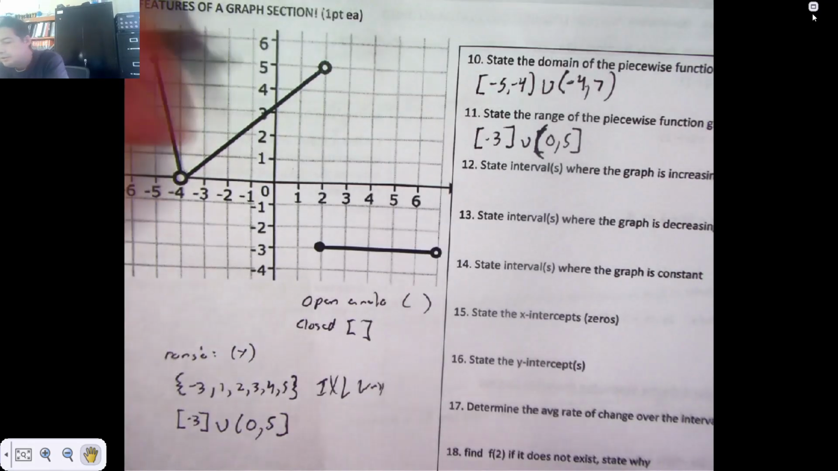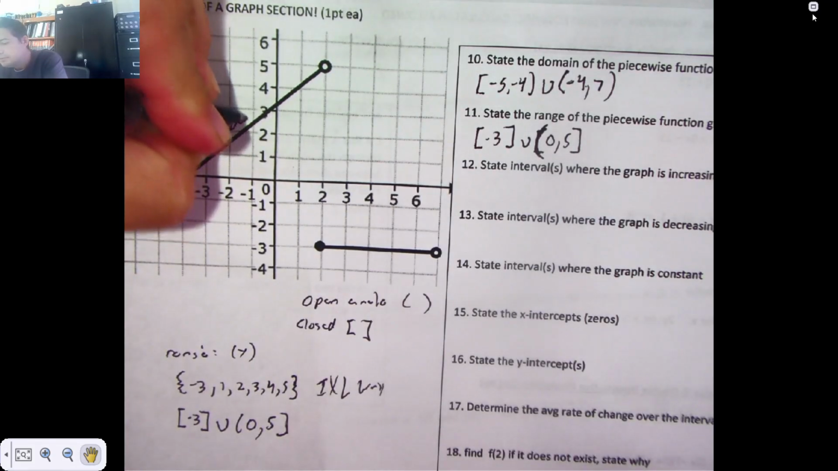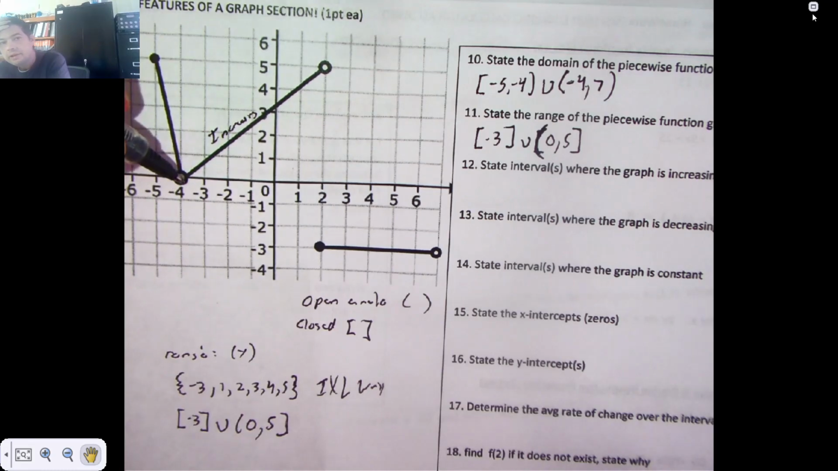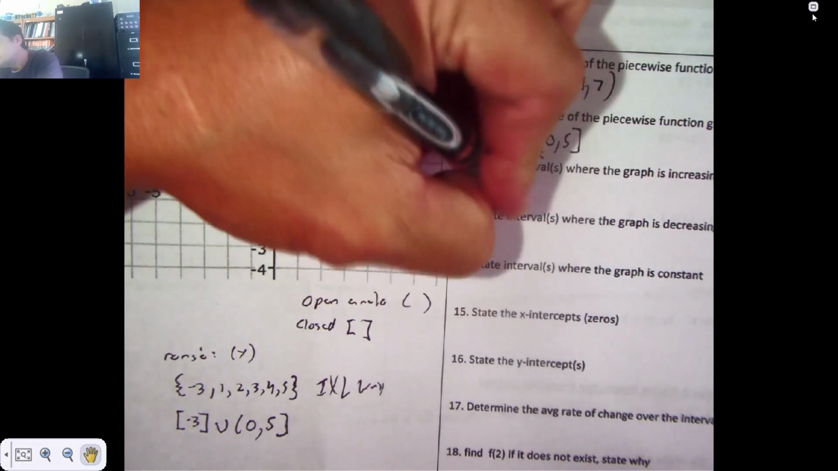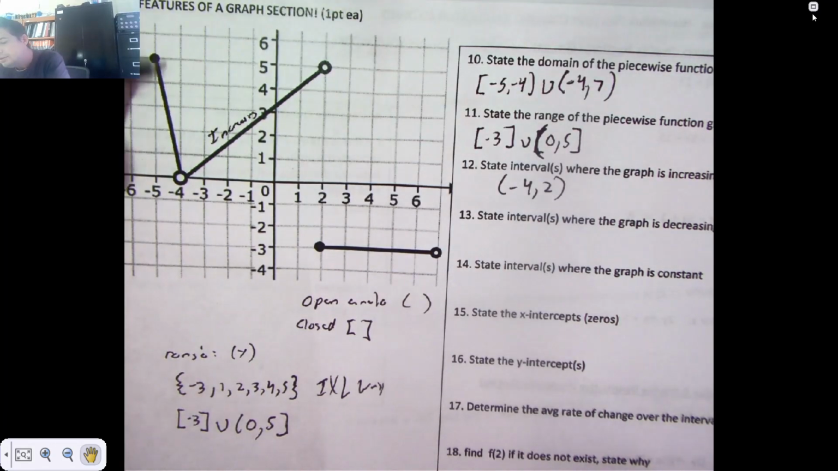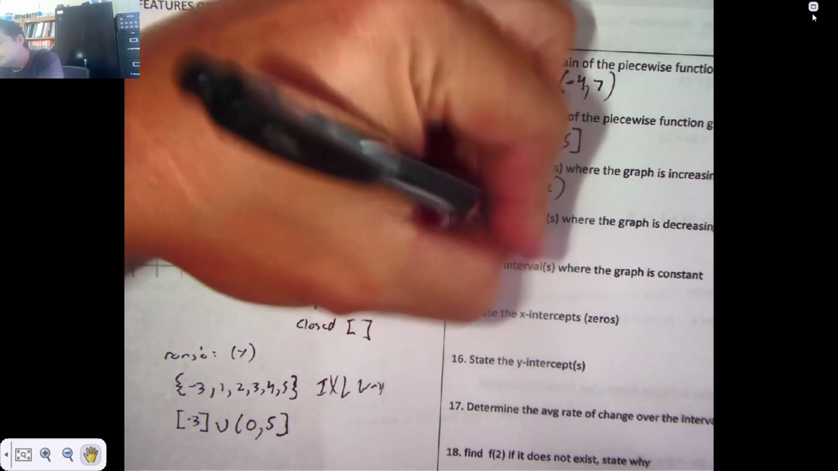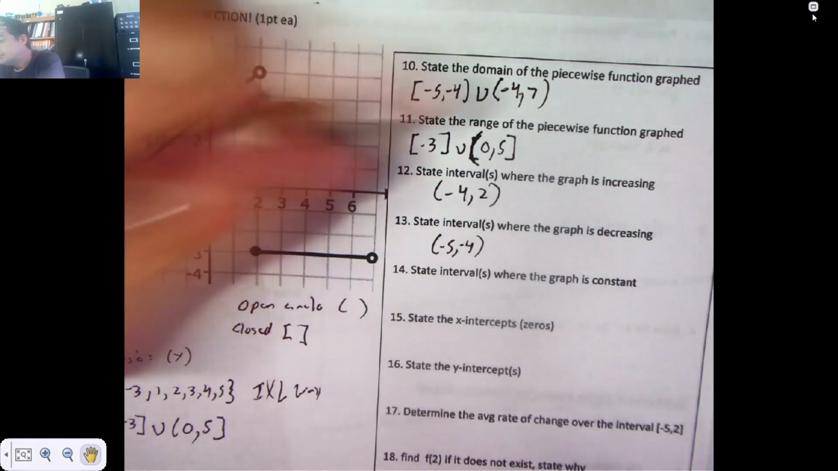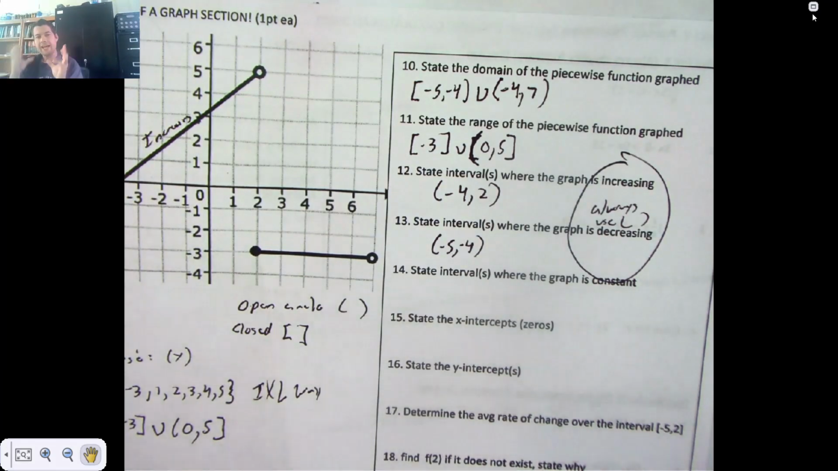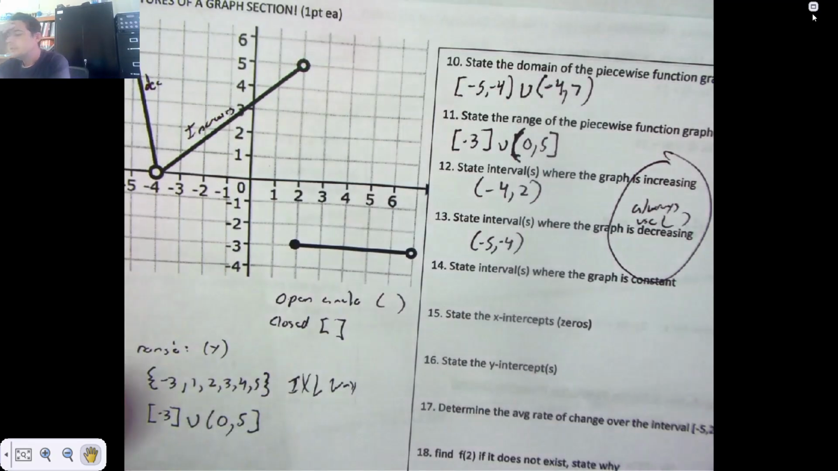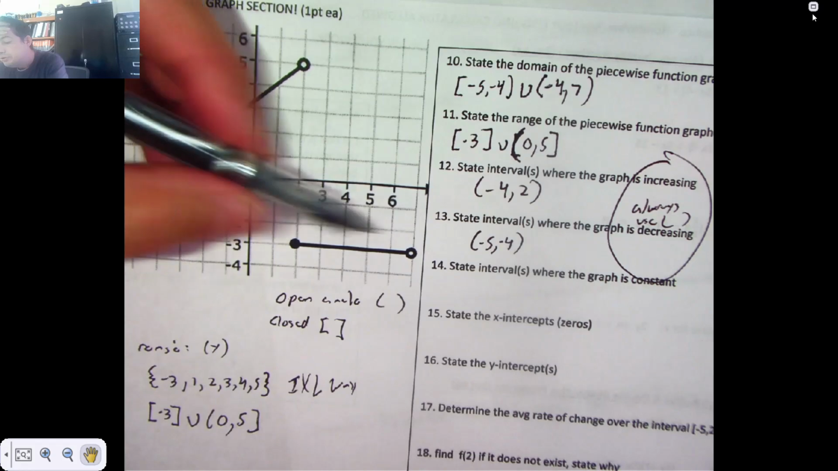Whereas the graph increasing, it would be this path right here. We start increasing immediately to the right of -4, and we stop increasing immediately to the left of 2. So -4 to 2. This is the decreasing guy right here, from -5 to -4. And the increasing and decreasing and constant, all three, these always use parentheses. Because the bracket means at that point you're still doing it, and at that point it's done. State the intervals where the graph is constant. That's from 2 to 7.